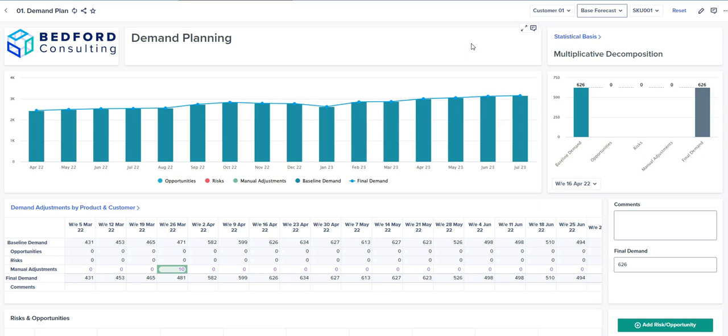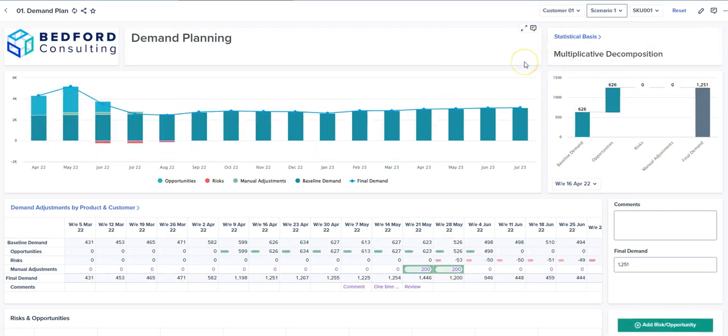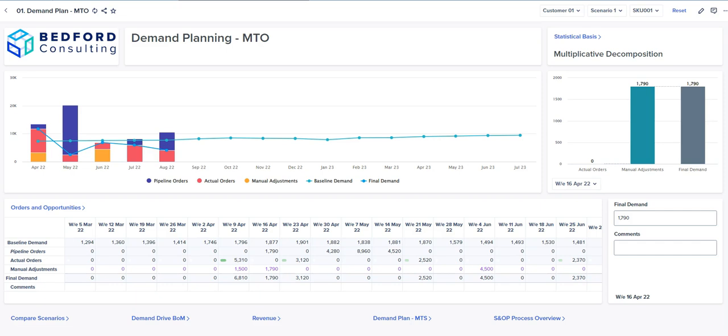The process is easily combined in Anaplan with what-if scenarios. When adjusting to scenario 1, I see an alternative plan that can later be compared with multiple other plans before final selection. Dependent upon your demand signal, differentiated dashboards can be created along a similar process for make-to-order products, where pipeline sales orders can also be viewed and managed.